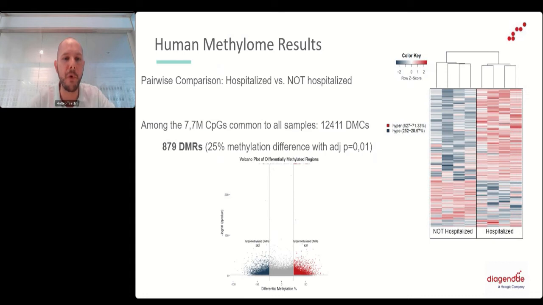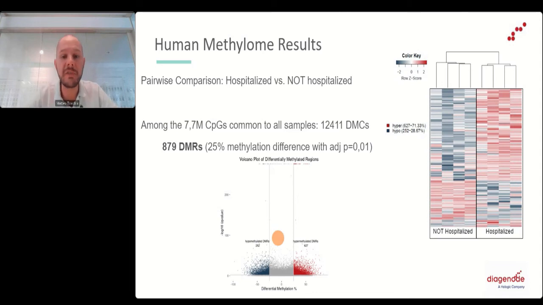And when we performed the comparison between hospitalized versus non-hospitalized on the human methylome results, among the 7.7 million CpGs that were common to all the samples, we found more than 12,000 differentially methylated Cs and more than 800 differentially methylated regions, when we set the threshold at 25% methylation difference with an adjusted p-value of 0.01. And you can see this here in the volcano plot.